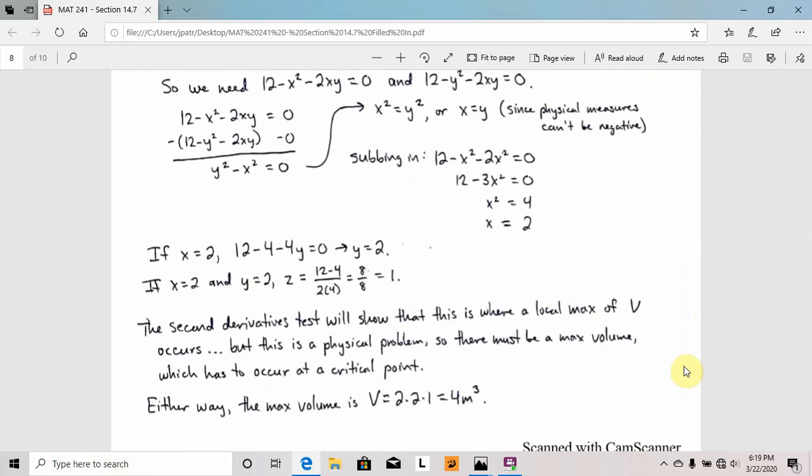But since this is a physical problem, there has to be a maximum volume, and the only place that could occur would be a critical point. And since we only have one critical point, it seems like it would have to be that, right? Because it's not going to be a minimum, right? That wouldn't make any sense. The minimum is clearly 0. And the way that this function's set up, you couldn't get a saddle point. So you could kind of reason your way through it too without using the second derivatives test. Either way, the max volume is going to be just 2 times 2 times 1, which is 4 cubic meters.